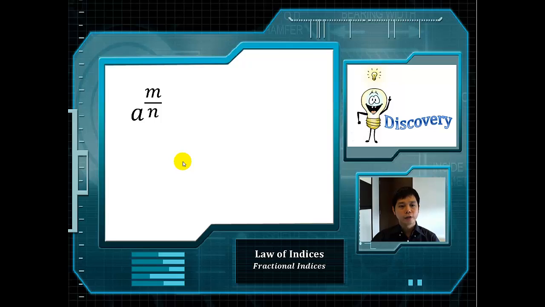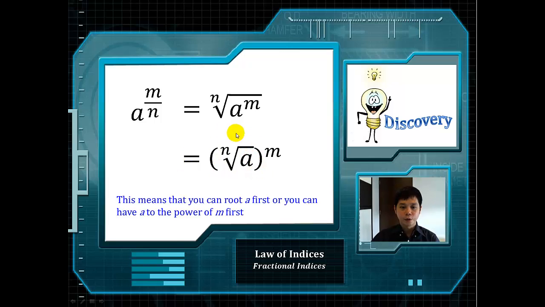Now, this law of indices states that a to the power of m over n is the nth root of a to the power of m. We can also write the nth root of a to the power of m in this way. Now, what does this mean? This means that you can root a first, or you can have a to the power of m first. We shall now look at some examples.